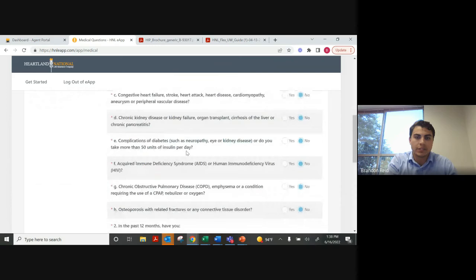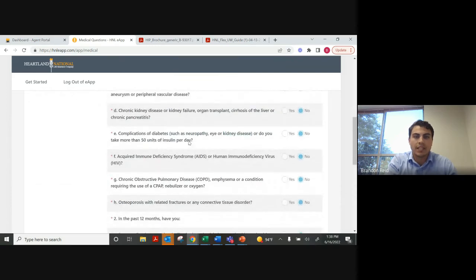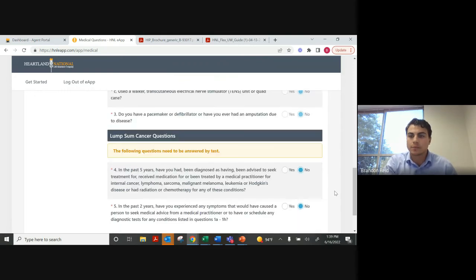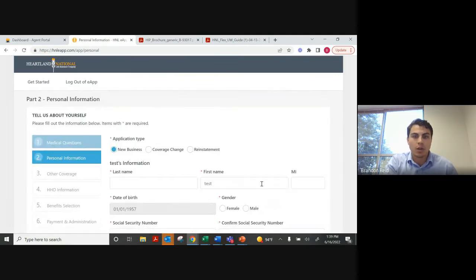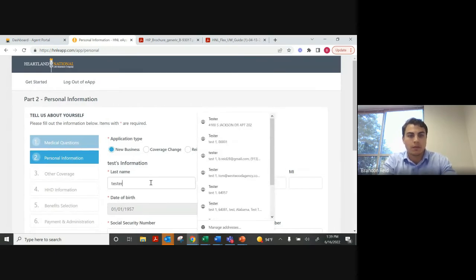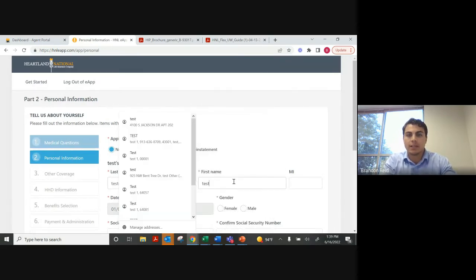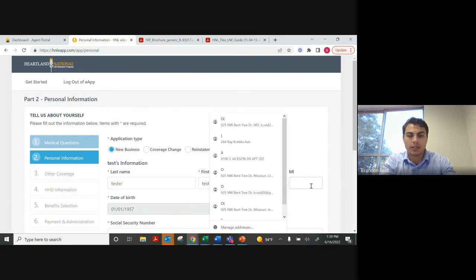Questions 1A through H. You do see that we take diabetics up to 50 units of insulin per day, so long as they don't have neuropathy or retinopathy, any complications of diabetes like that. So at this point, that's it. Joe's system would do a good job telling you if this individual will qualify through insurance toolkits. And they'll even check the uninsurable meds for you as well.